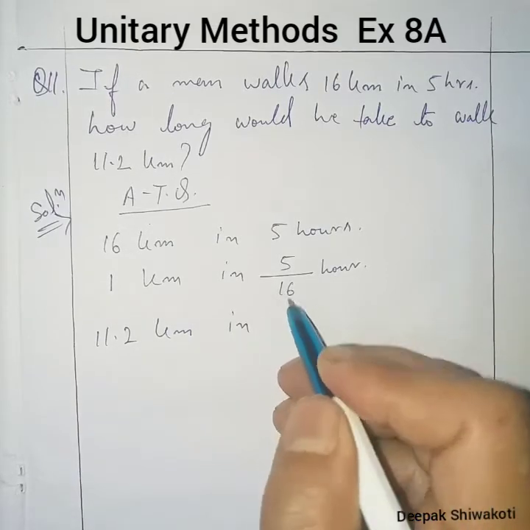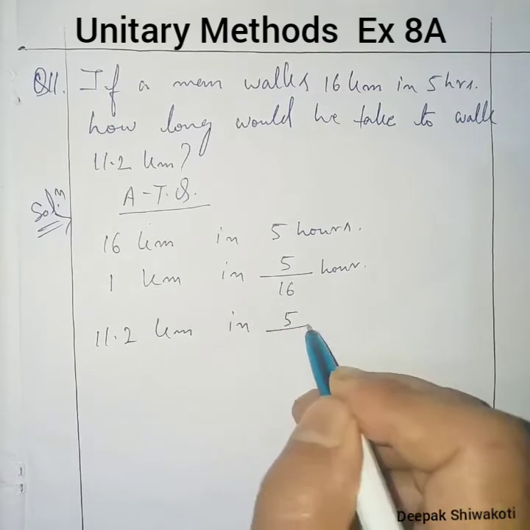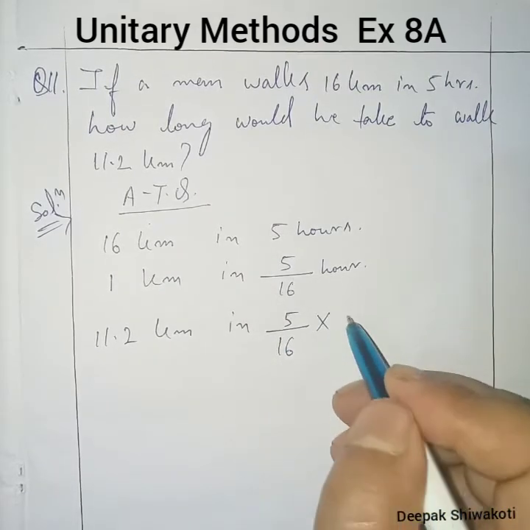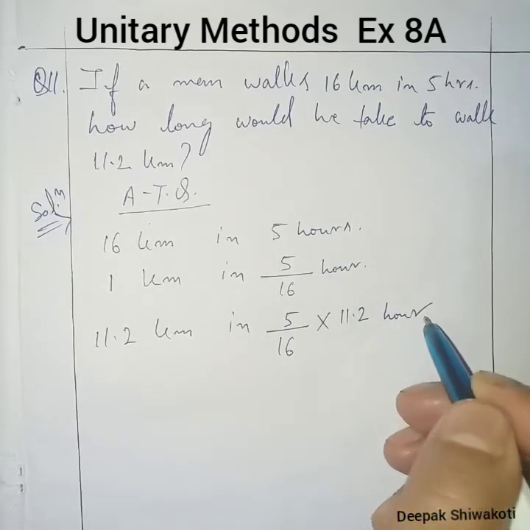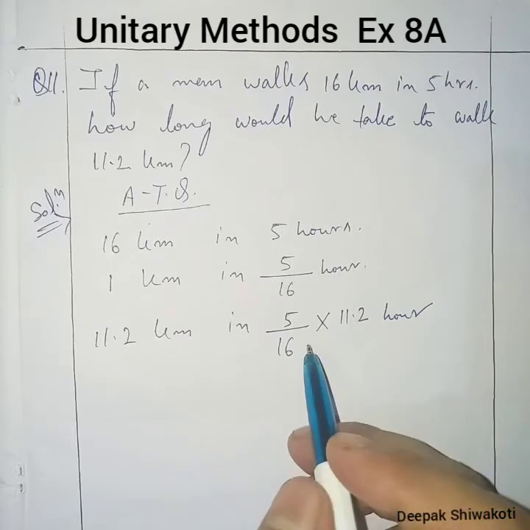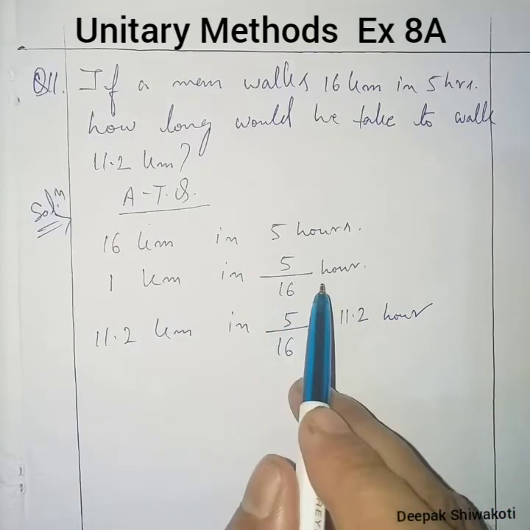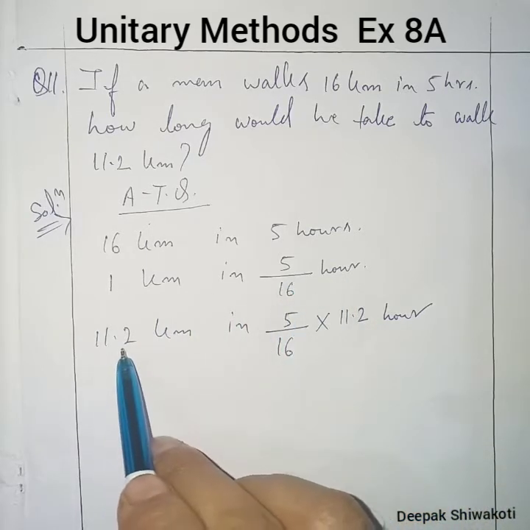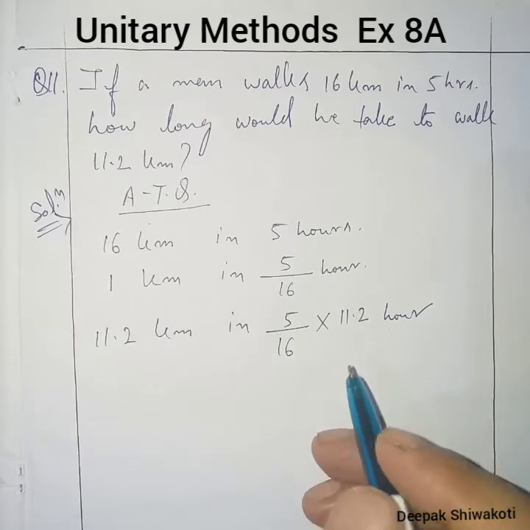the time. So 11.2 kilometer in 5 by 16 will multiply here 11.2 hour. Why we are multiplying? Because the time will be more than this. 1 kilometer in 5 by 16 hour, so 11.2 kilometer will take more time, that is general.